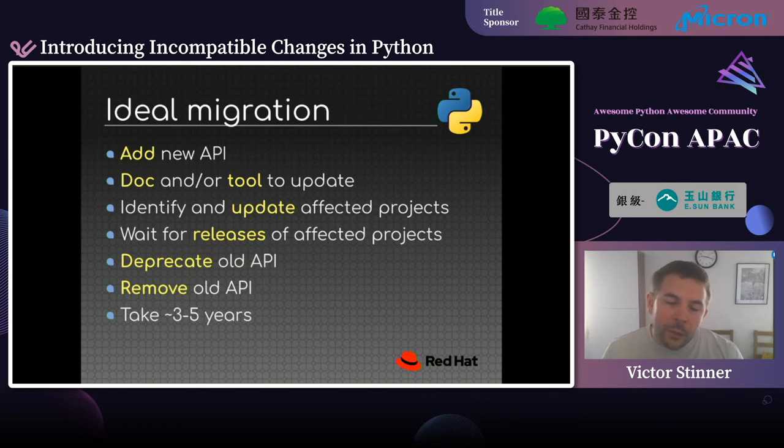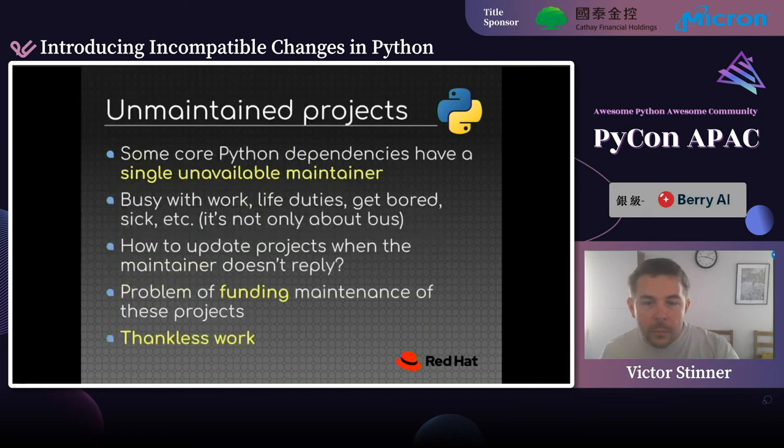The disadvantage of this method is that it takes time, between 3 and 5 years. And sometimes people want to move faster. So sometimes they start by deprecating the old API, and they only wait for new releases after the old way is already deprecated.